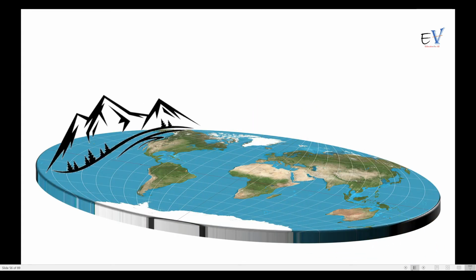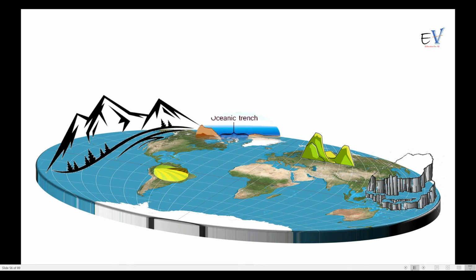Landforms are found not just on continents but also on ocean floors. Ocean floors have landforms like rifts, trenches, etc. Oceanic trenches are long, narrow depressions on the seafloor. We also have other forms of ocean landforms which we are going to talk about later.